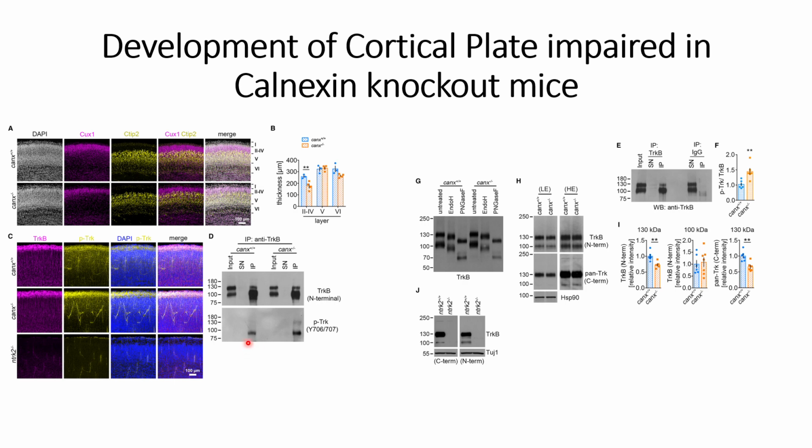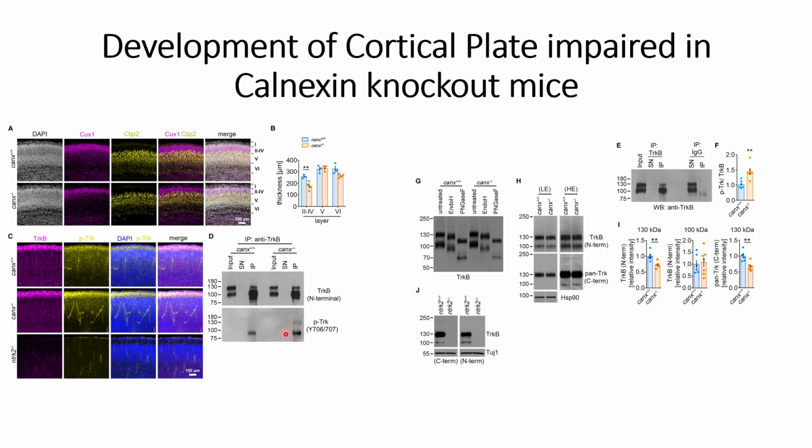And in the case where calnexin is absent, they can see similar TRKB. So let me correct myself. Here in the top figure of panel D, this talks only about the N-terminal TRKB. So here they can see that N-terminal TRKB is present in both cases. However, the phosphorylated TRKB, which they talked about in the bottom panel, is higher in the calnexin knockout compared to the case where calnexin is present.